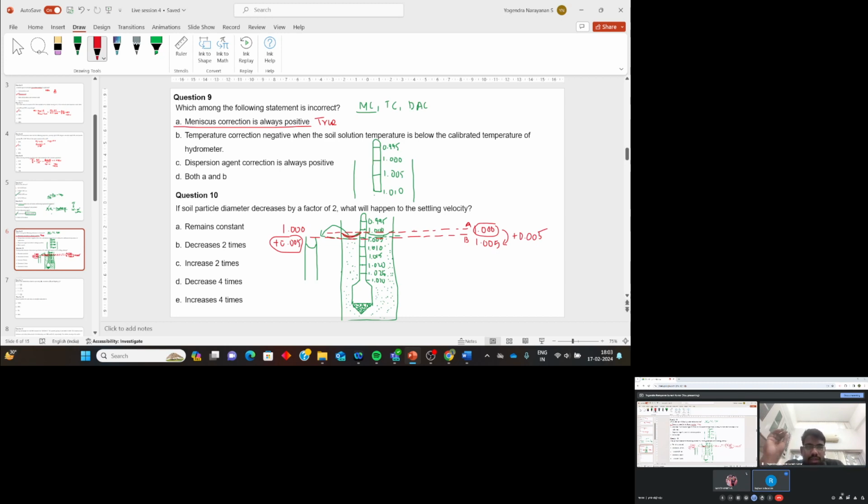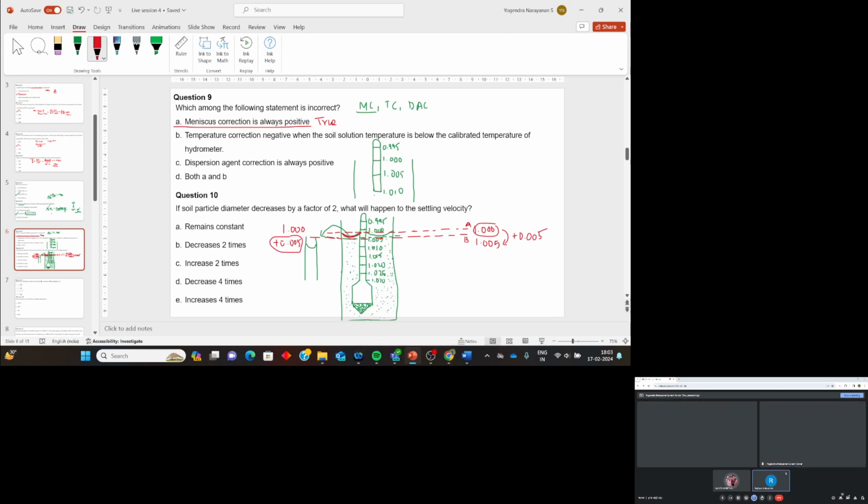See, now let us see the line A. Are you able to see the line A? Yes, sir. So this line A is the value you will be noting down. This is the value you can see from outside in the hydrometer. So you will keep the hydrometer, and after some time when you note down the reading, you will see this value, because you will be able to see only line A.